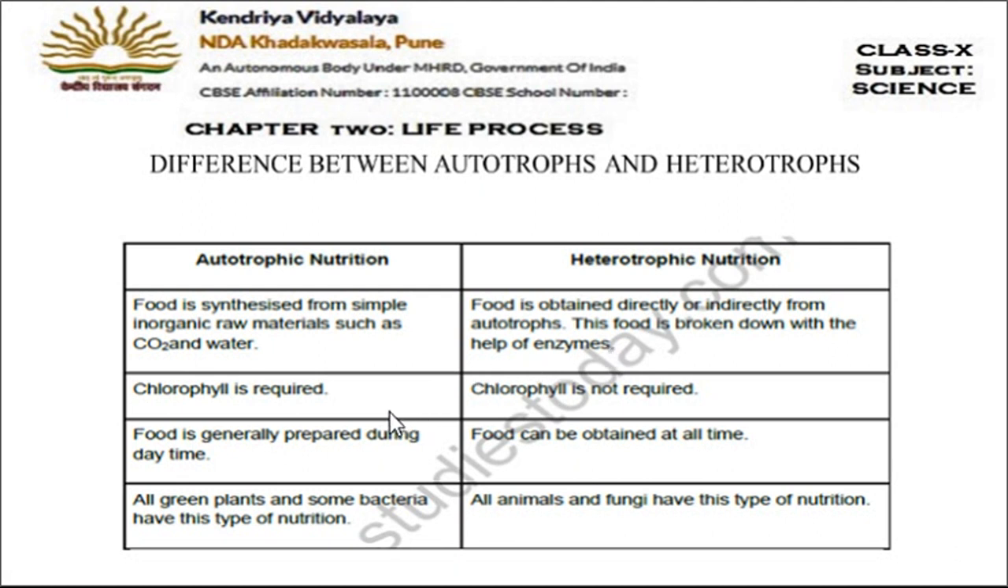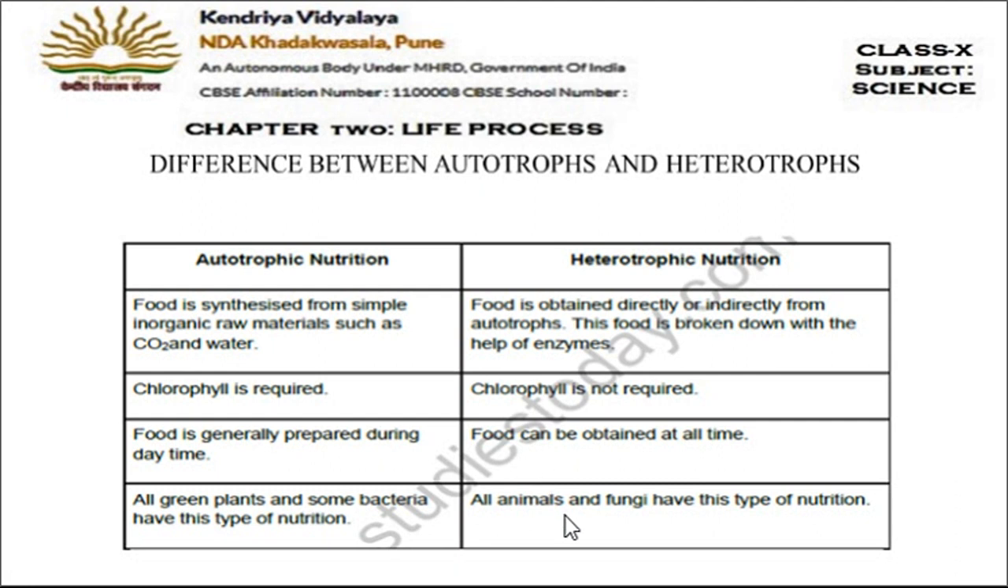Now, in the autotrophic mode of nutrition, the organism needs chlorophyll. Okay? The green pigment is required for preparing the food. Whereas in case of heterotrophic nutrition, no chlorophyll is required. Then in autotrophic nutrition, food is generally prepared during daytime because sunlight is also needed. Sunlight is the main raw material for preparing the food. Whereas in case of heterotrophic nutrition, food can be obtained at all times, at night, at day, any time. Then examples in autotrophic: all the green plants and some of the bacteria. Whereas in heterotrophic: all animals, fungus, and some other types of bacteria too.